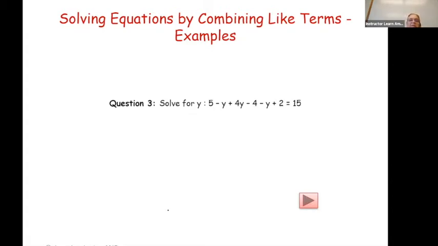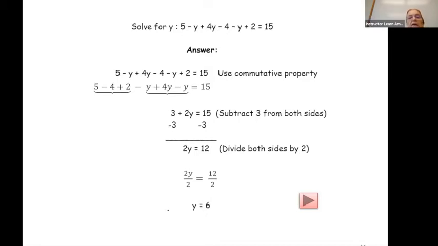Okay, let's look at another equation that involves combining like terms. Here we have 5 minus y plus 4y minus 4 minus y plus 2 equals 15. All right, so we can use the commutative property of addition to move the whole numbers around and to move the terms involving the variables around. So we get 5 here minus the 4 there plus the 2 there. So this gives us 5 minus 4, which is 1, plus 2 is 3.